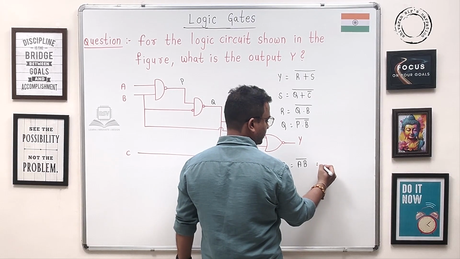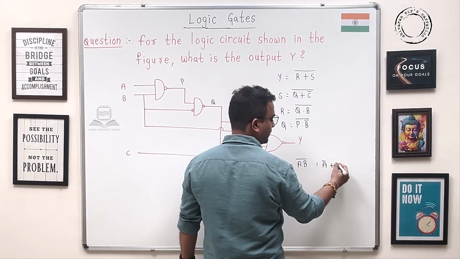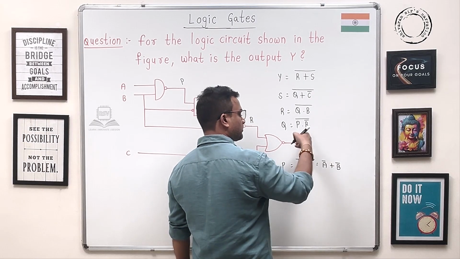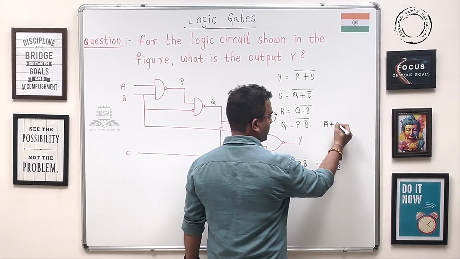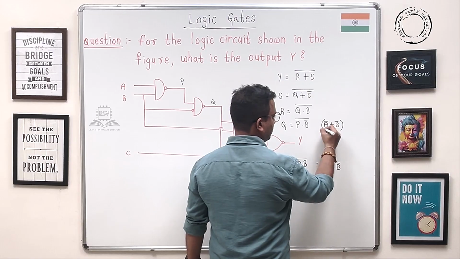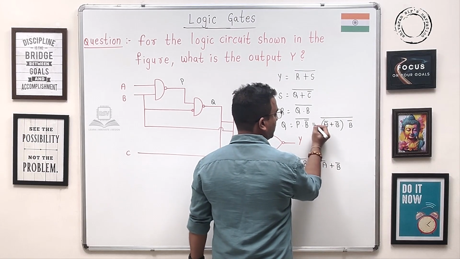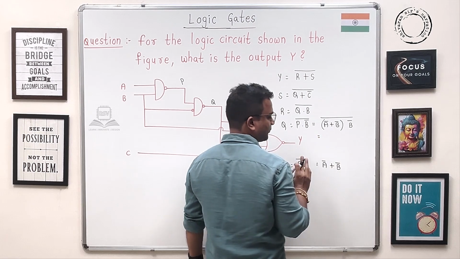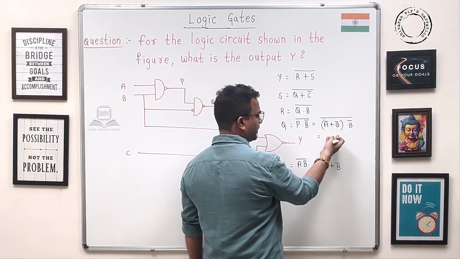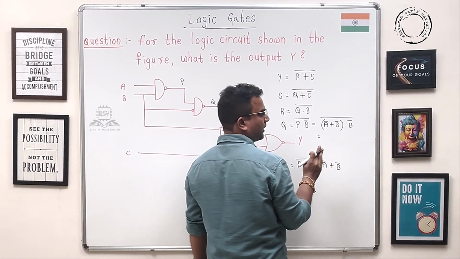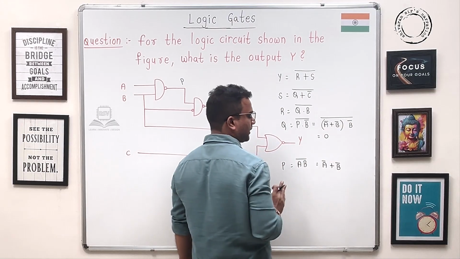Now let's simplify P. What is it? A bar plus B bar, using De Morgan's theorem. Now substitute here: it is (A bar plus B bar into B bar) whole bar. Now what do we get, guys? You will get AB bar whole bar, and if you take it also, you will get AB into B bar, which is 0, because B into B bar is 0.